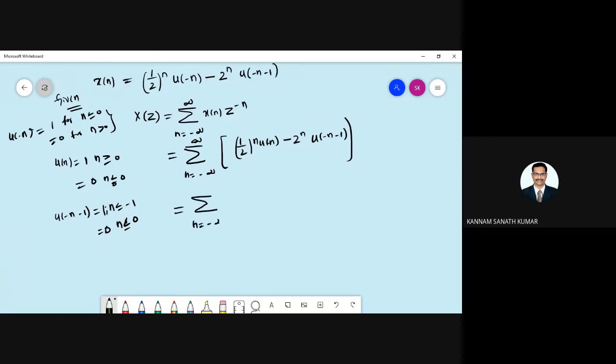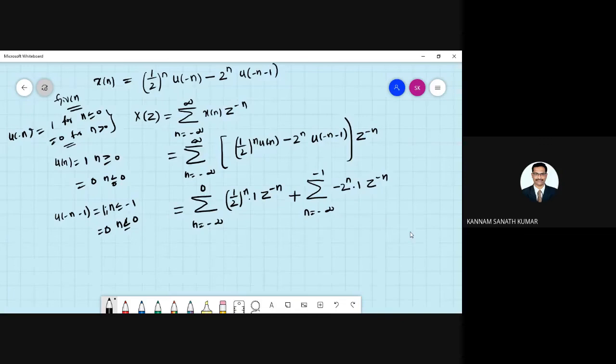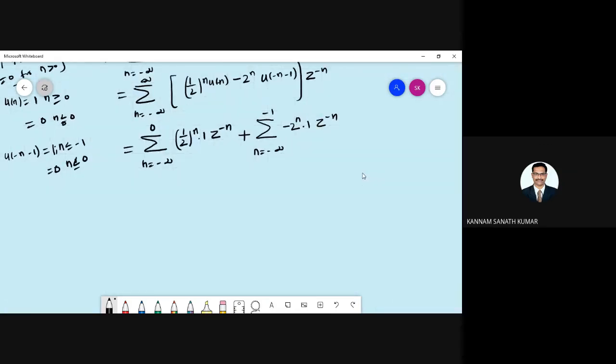Summation n equal to minus infinity to 0, from 0 to infinity anyway this is 0, of (1/2)^n into z power minus n. This becomes 1 into z power minus n, minus summation n equal to minus infinity to minus 1, so you can write plus minus 2 power n into 1 into z power minus n. That means u of minus n minus 1 is defined for n less than or equal to minus 1.